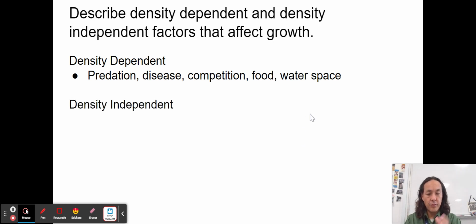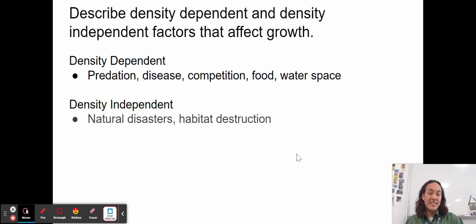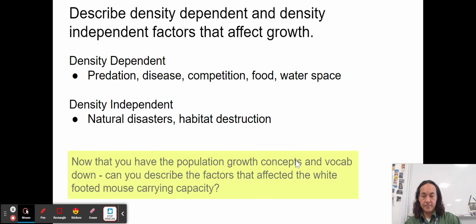Density-independent factors do not depend upon the population. So I'm reading Into Thin Air right now for the book challenge about the hurricane that hit Galveston, Texas, right? And so that didn't depend upon the population size. That was a natural disaster that came and wiped out tons of organisms, or maybe a forest fire would be an example as well.